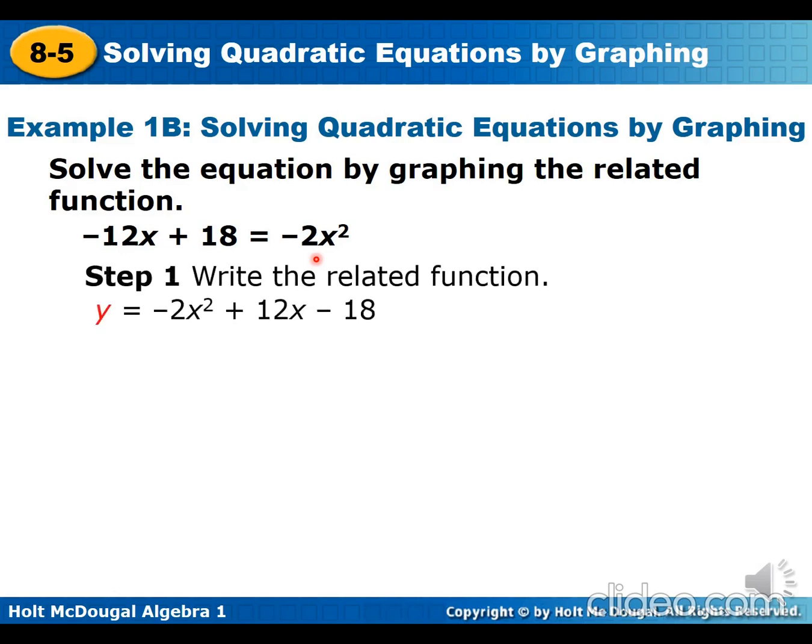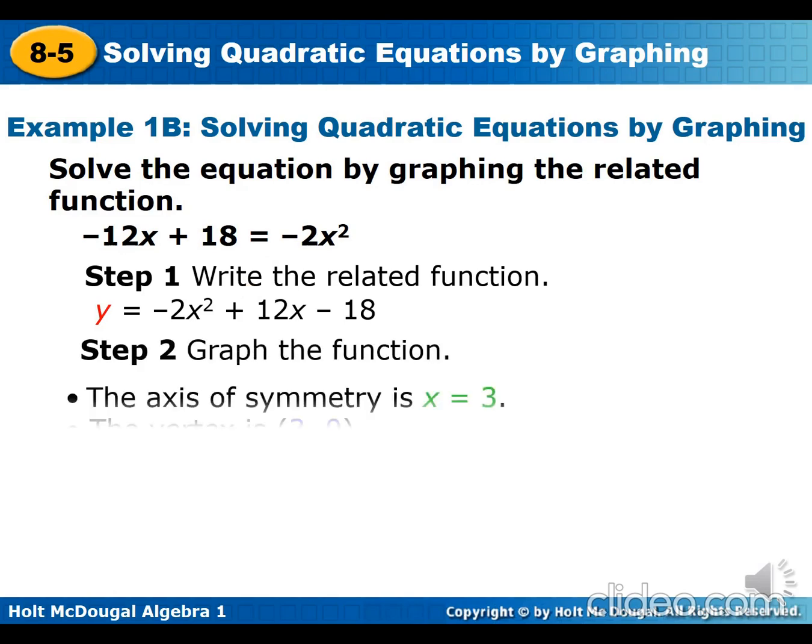We just take the negative 2x squared to the other side. Or here in the book, they took everything to the other side and we kept the negative 2x squared on one side. Will it be the same? Yes, it will be the same. Go on and give it a try.